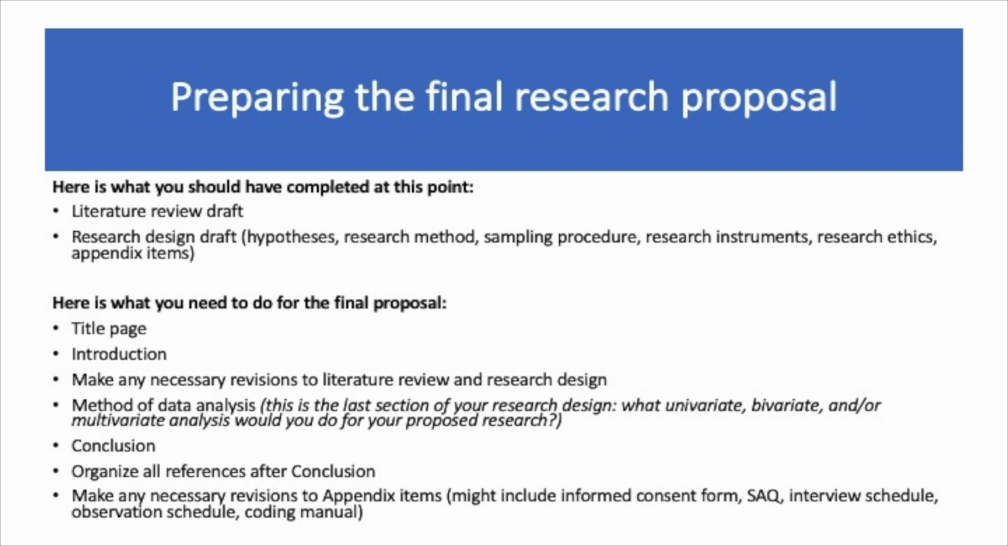In addition, there's one last section of the research design that wasn't included in that research design assignment that you've already done. I want you to add a section on your method of data analysis. Okay, so this is the last section of the research design, and you should say what univariate, bivariate, or multivariate analyses you're going to do for your proposed research. Then you should have a conclusion. Again, information about what should be included in your conclusion is on the assignment prompt.